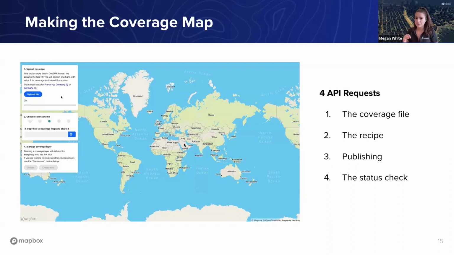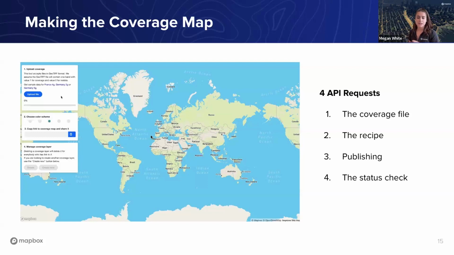The first one takes the coverage file and uploads it as a data source to the server. The second request uploads an accompanying configuration file for creating the tile set. We call this config file a recipe, and it includes, for example, a URL that points to the source data that was just uploaded to Mapbox with the first API call. And the recipe doesn't just do that. The recipe can also have other rules that you might want applied to the tile set during its creation.